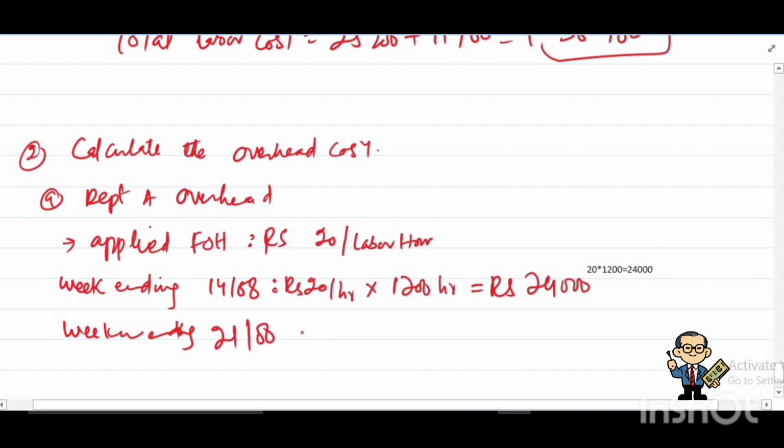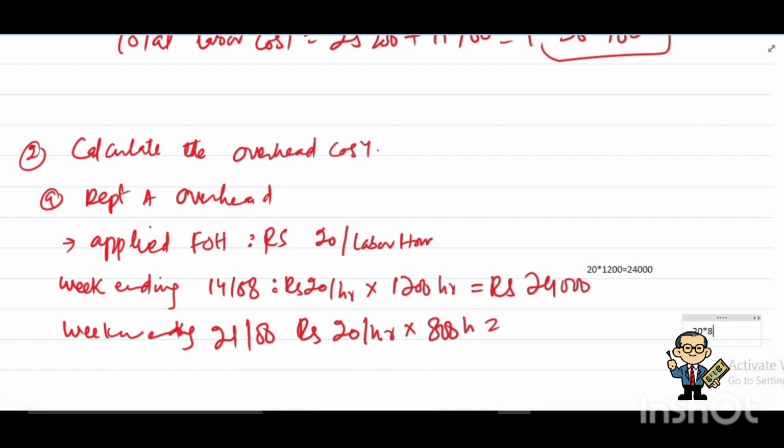Let me conclude it very fast. And the rate is as given, that was 20 per hour. And as we know, the hours used for labor were 800 in the next week. If you calculate this amount, 20 multiplied with 800 equals how much? That is 16,000. So this is another figure we have done for the second week, and this is for department A.